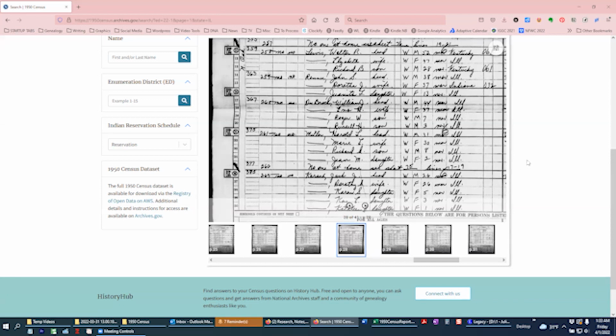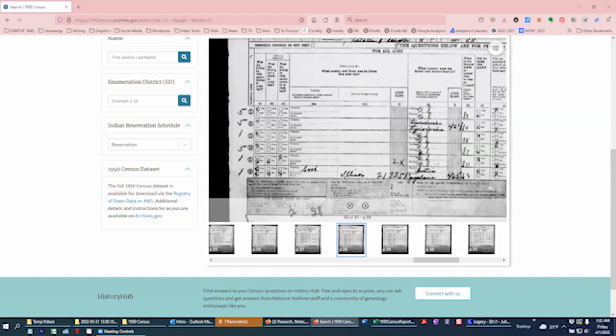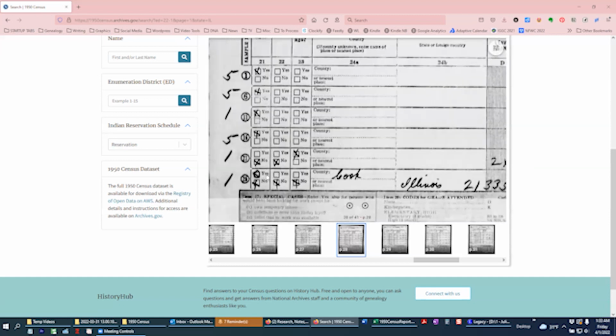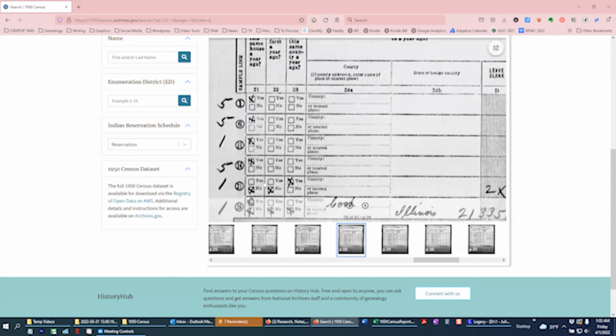The only other thing I want to show you, oh yes, and I did see my grandfather was on a supplemental line. And so there's some information down here. And it does say here, did they live in the same house a year ago? No, which makes sense because I think it was 1949, they were building it during the summer. So that would make sense that they weren't actually living in the house while they were building it.